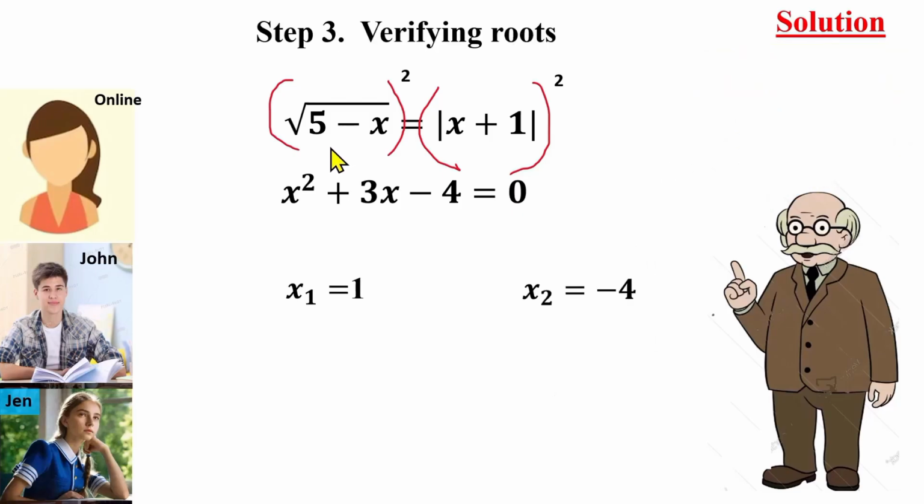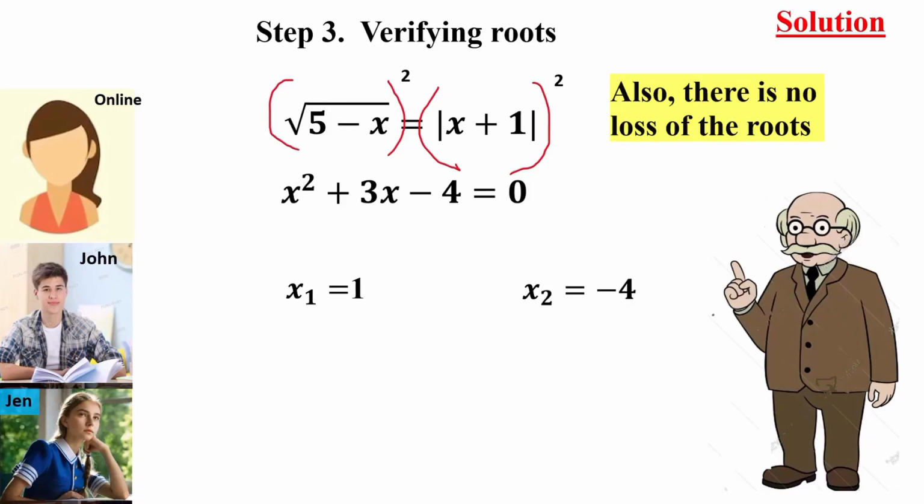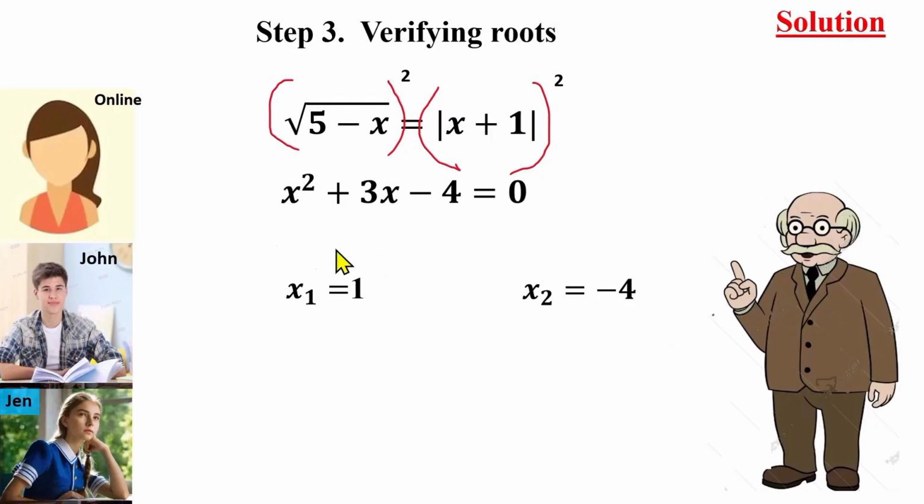First we mentioned that square root is always non-negative. Modulus is also non-negative. So both sides are non-negative. It means that when we square both sides, we will not get extraneous roots. For this reason, the only thing we need to do is to check whether both roots are in the domain of equation.